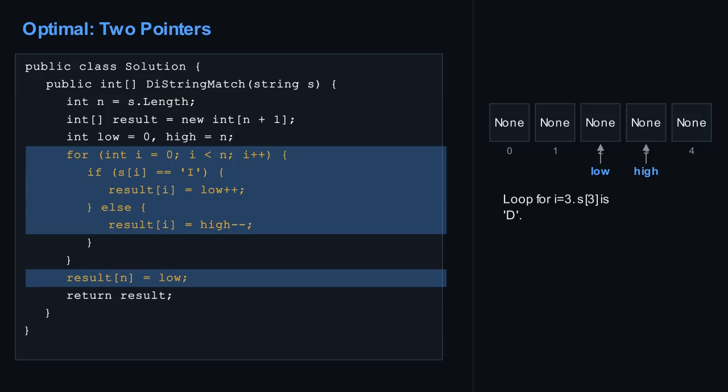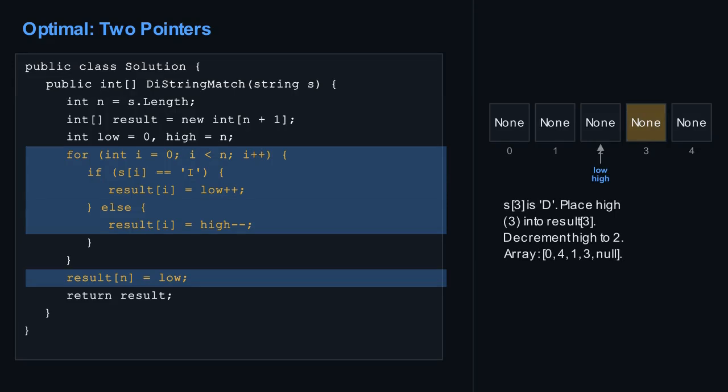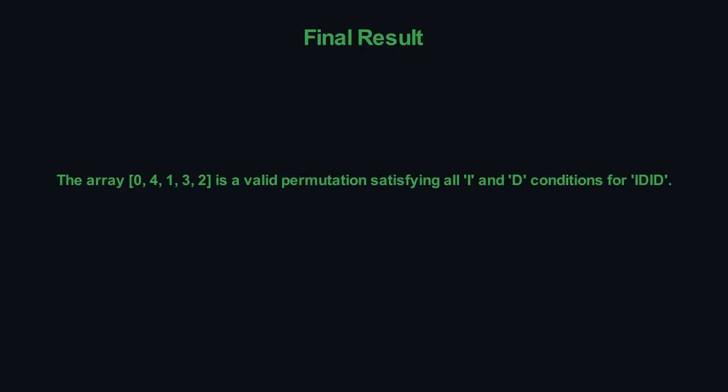We've processed the entire string. Low is now 2, high is 2. The last element of our result array gets this remaining value 2. Our array is 0, 4, 1, 3, 2. The final array for IDID is 0, 4, 1, 3, 2. This permutation correctly satisfies all the increase and decrease conditions specified by the input string.